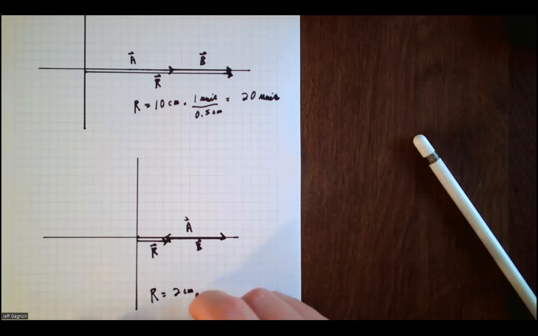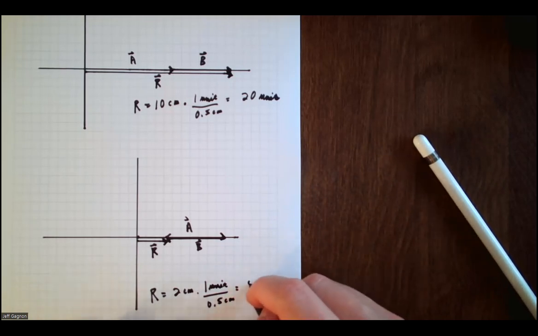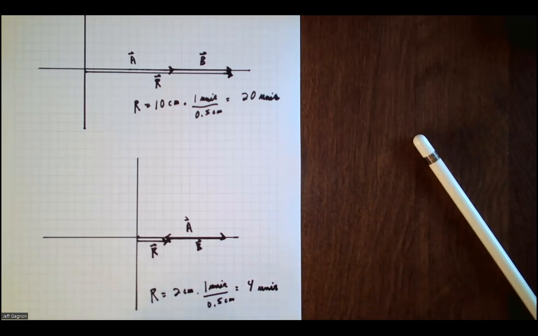But I want to convert that back to units. And I know that 1 unit is 0.5 centimeters. So if I worked it out, 2 divided by 1/2 is 4. So it looks like the smallest magnitude that R can have is 4 units, right? And that's when A and B are added such that they're in opposite directions. Okay, great. Let me go back to the iPad for the next question.